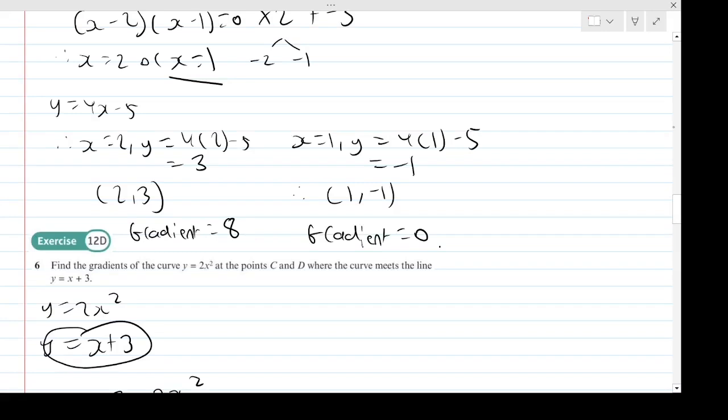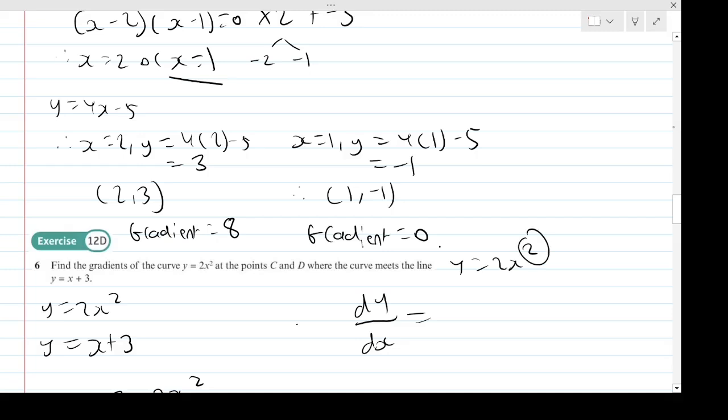Now, again, it didn't ask for the points, it asked for the gradients at the points. Well, that's the gradient on the curve, right? So remember, y is 2x squared. If I'm going to find a gradient, I need to find a gradient function. I need to differentiate this, right? So if y is equal to 2x squared, my dy dx is going to be 2 times 2, because the power 2 is brought in front, so it's 4x, and that's it, okay? Because 2 minus 1 is 1. If I knock 1 off the power, it goes to 1. So x, it's just x. So 4x is my gradient function.